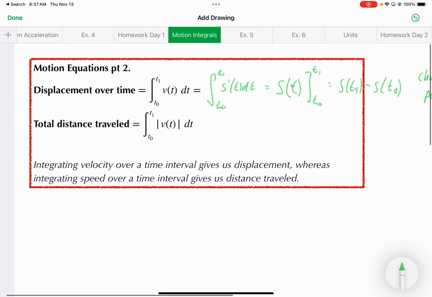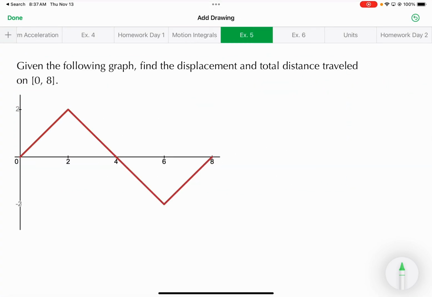All right, so we talked about that. Now let's use some examples, okay? All right, so given the following graph, find the displacement and the total distance traveled on the interval from 0 to 8. So we're imagining this is going to be our velocity function v of t, okay?